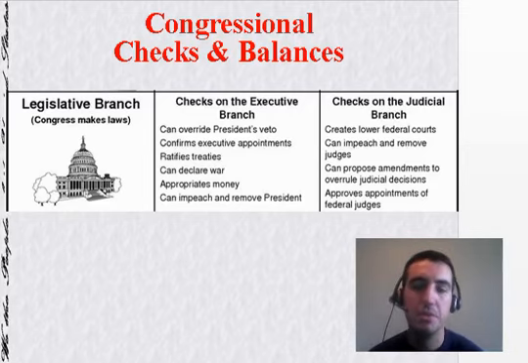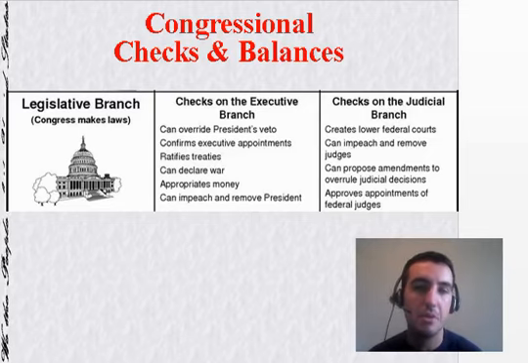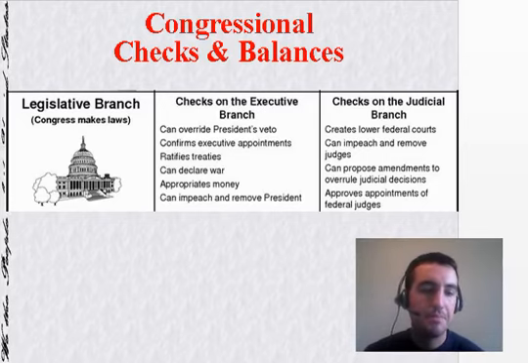Same thing with the judicial branch. There's things they can do to the judicial branch. They can impeach or remove judges just like they can the president. They have to approve all of the judges that get to be in the judicial branch too. So the president picks the judges, but then the legislative branch gets to say either yes, that person can be a judge, or no, they can't. And there's some other ones up here, but I just wanted to give you some examples.